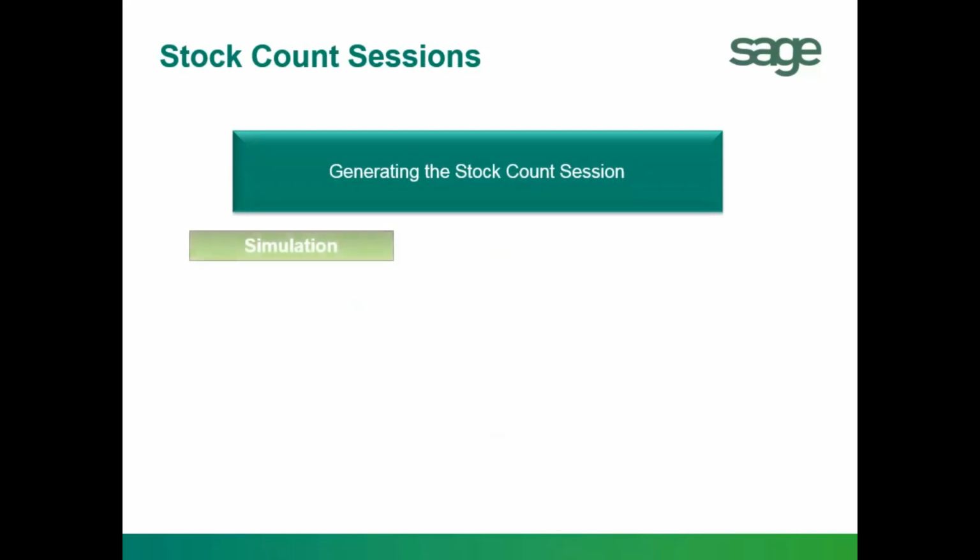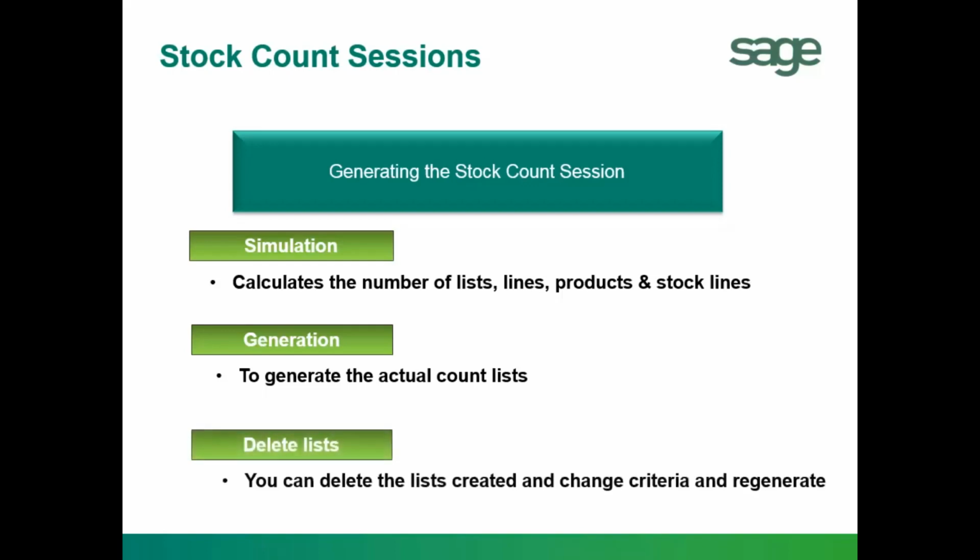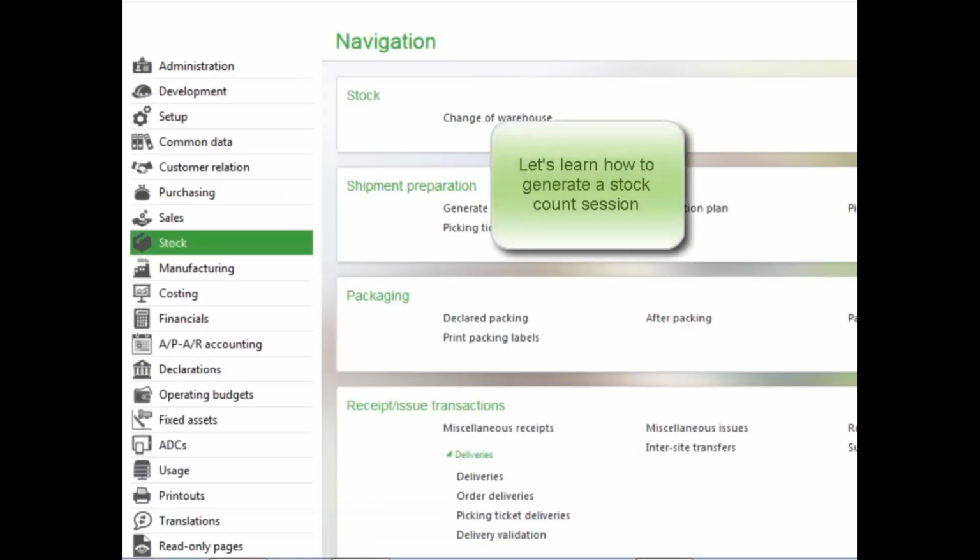But prior to generating a count session, you can run a simulation to calculate the number of lists and the stock count lines per list to generate. Also, the number of products to count and the total number of stock lines associated with the inventory session created. Now, once you're satisfied with the simulation results, you can generate the actual stock count list. And now, at this point, you cannot modify information for the worksheets created. However, you can delete a list by clicking on the Delete List button.